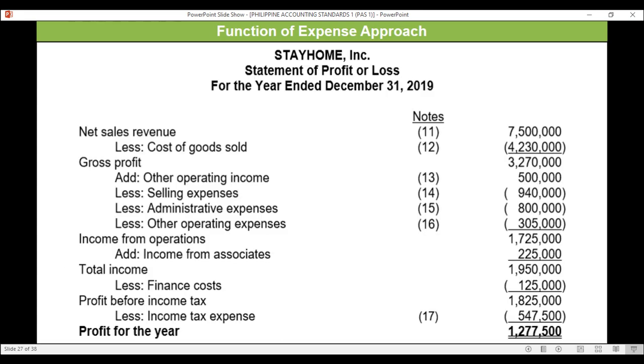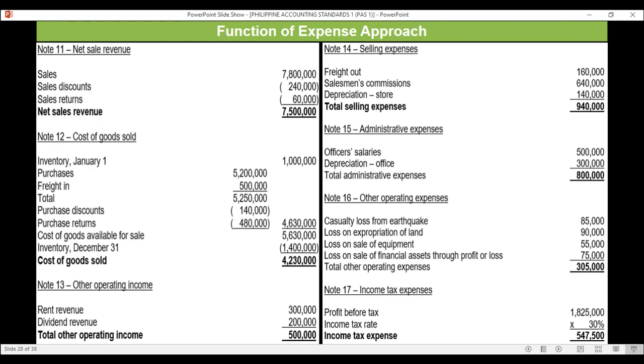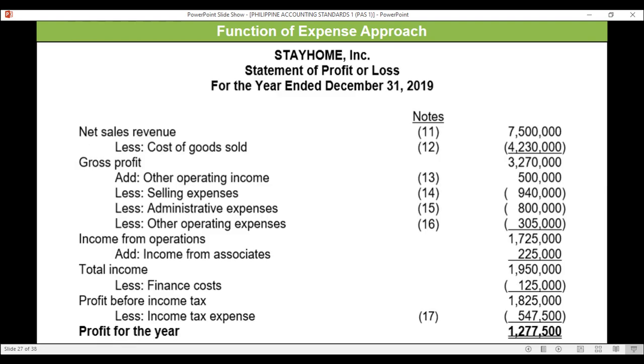So for the function of expense, we are actually computing the cost of goods sold, total other operating income, total selling expenses, total administrative expenses, total other operating expenses, and the income tax expense. For the presentation of the financial statement, you can see the presence of cost of goods sold, then other operating income, selling expenses, administrative expenses, and other operating expenses. It's really showing the function of expense.